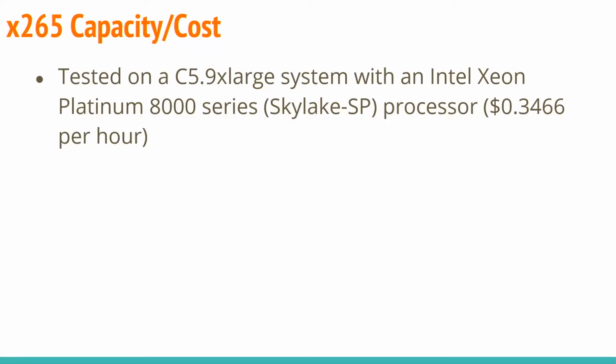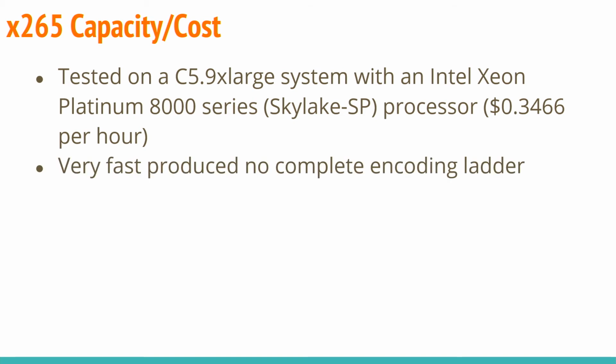For X.265 capacity and cost, we tested on the same system, and we produced no full encoding ladders on that system. So I think X.264 is pretty efficient. You can find a cloud system that'll run it. If you want to transcode X.265 in the cloud, you're going to have to spend a lot on hardware. You're going to have to get a really powerful system.